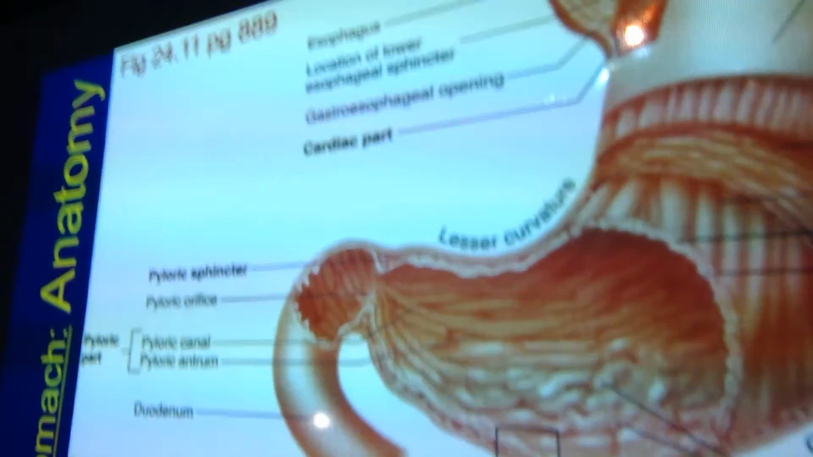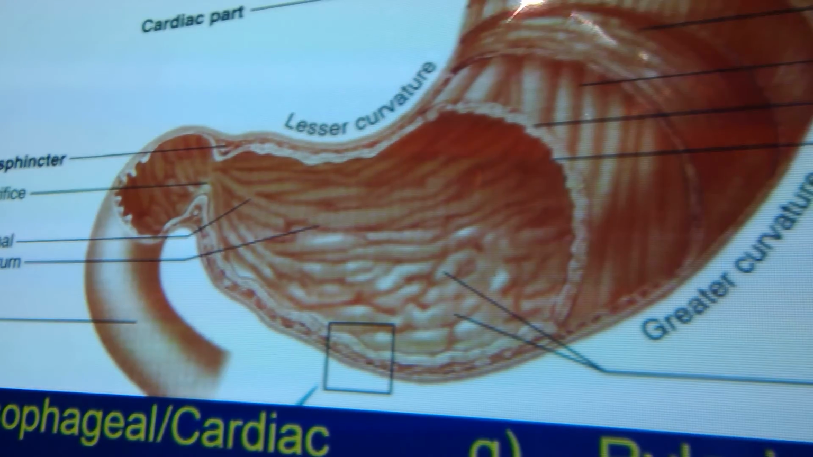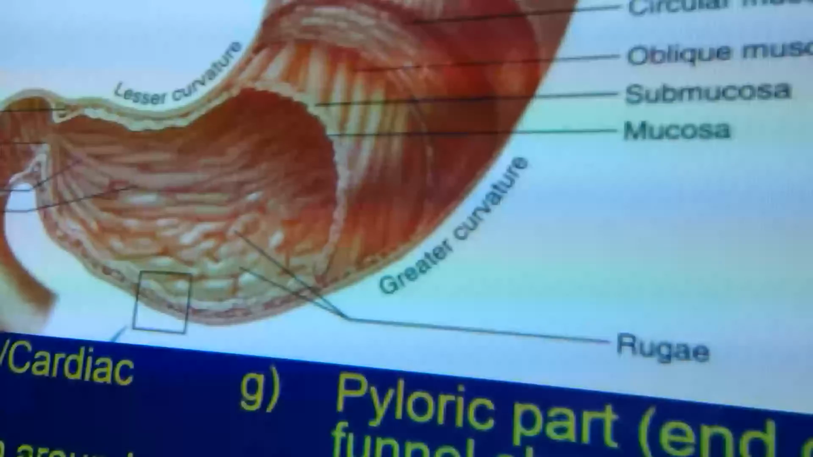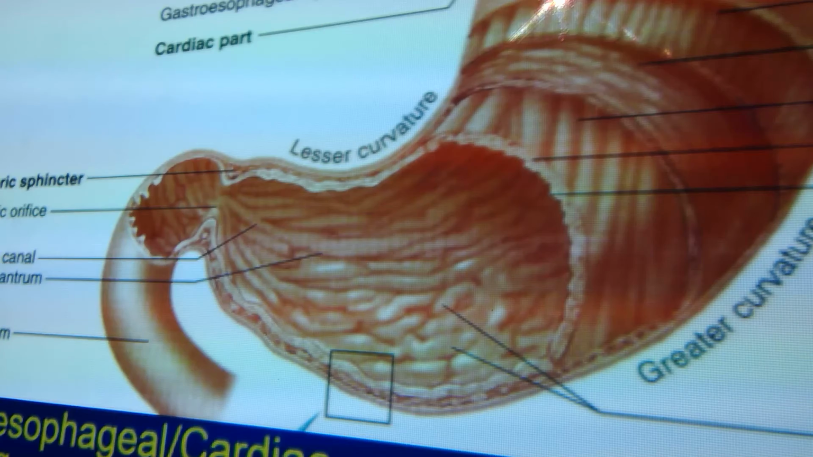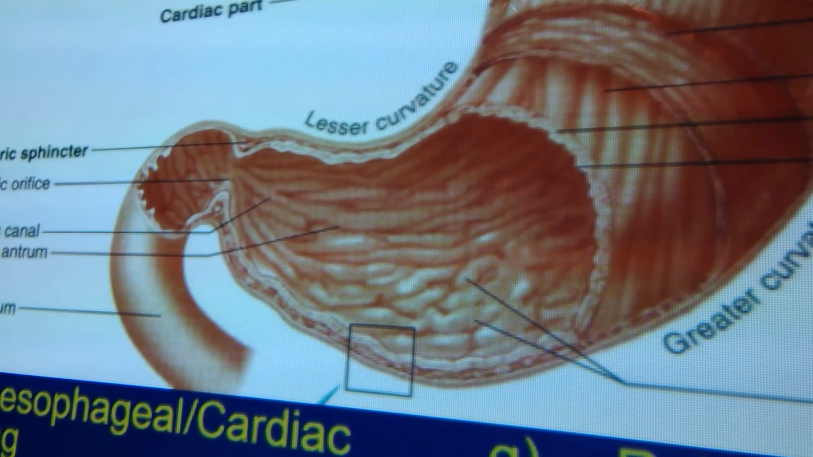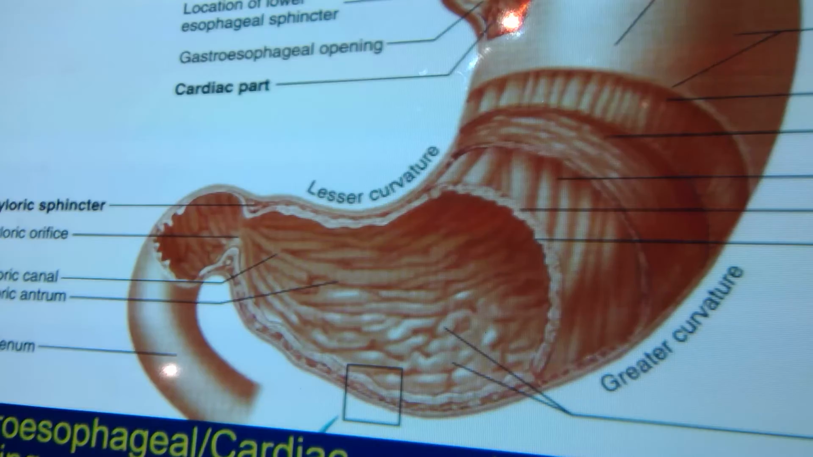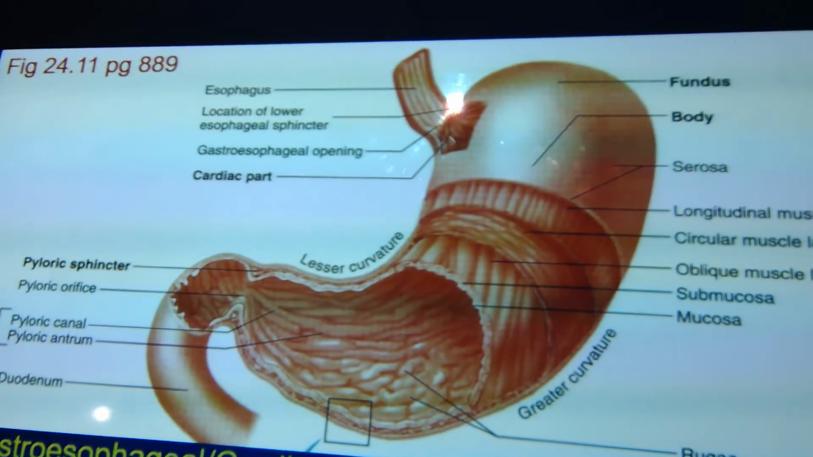Sorry. You'll notice that there are wrinkles in the stomach. Those are called the rugae, okay? And they're there so that your stomach has the capacity to expand when you eat. You'll also notice that you've got a small curve and a large curve just based on that paisley shape of your stomach. The smaller curve is called the lesser curve. The bigger curve is called the greater curve.